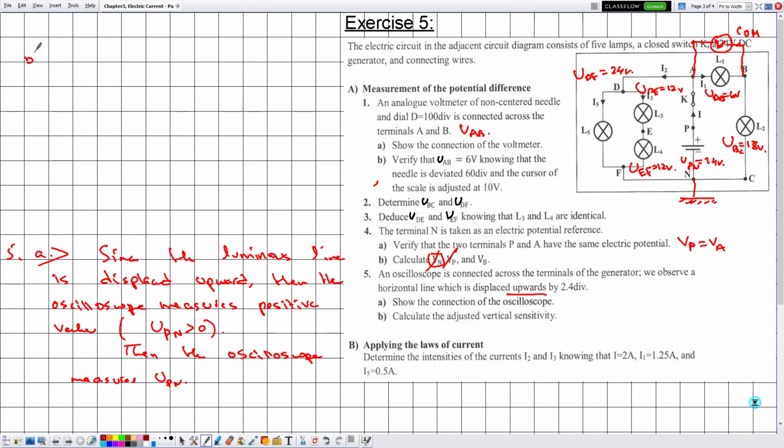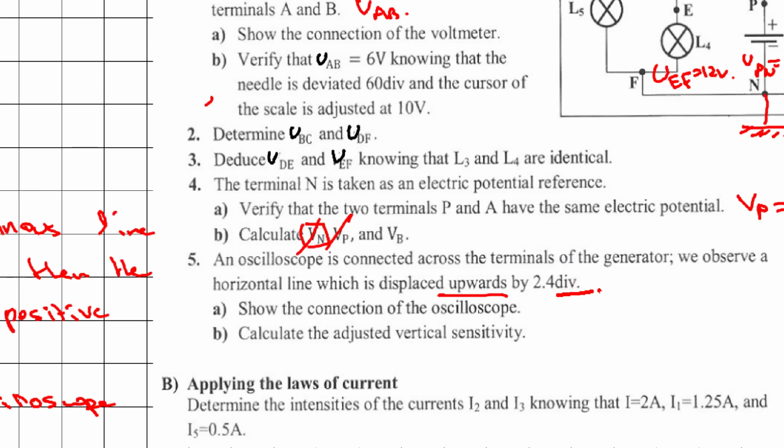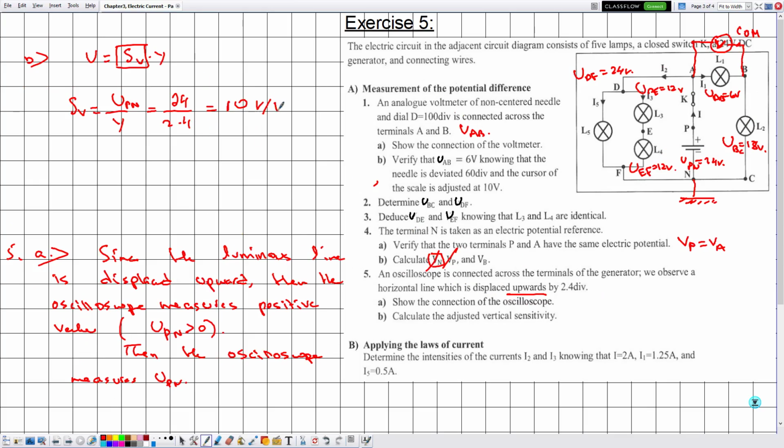So simply we have that U is equal to SV multiplied by Y. We are interested in determining the value of SV, so SV is equal to U divided by Y. We are measuring the voltage UPN, so the value is given by 24 divided by 2.4. So this is given by 10, right? Because everything is given in the SI and Y is expressed in divisions, not centimeters, so this is volts per division. So SV is equal to 10 volts per division.